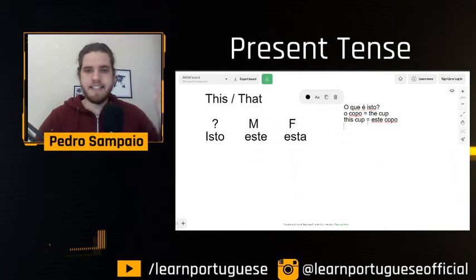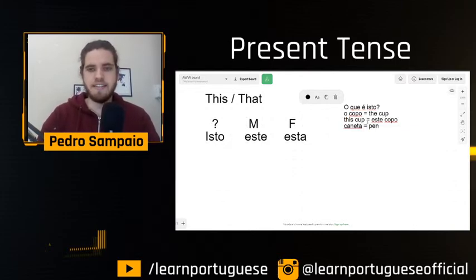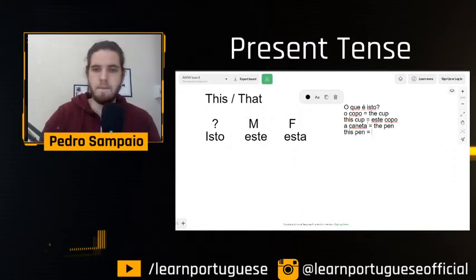And let's say the feminine object. Let's say caneta. Why not? Caneta is a pen. So if I would like to say the pen, of course, as we saw last week, that would be a caneta. And if I want to say this pen, so this is the pen, it's in the wrong order, so the pen is a caneta. If I want to say this pen, I would say esta caneta. So isto for questions.